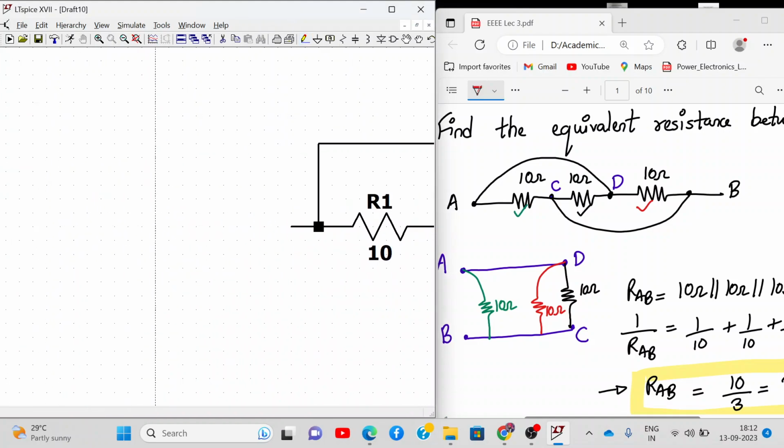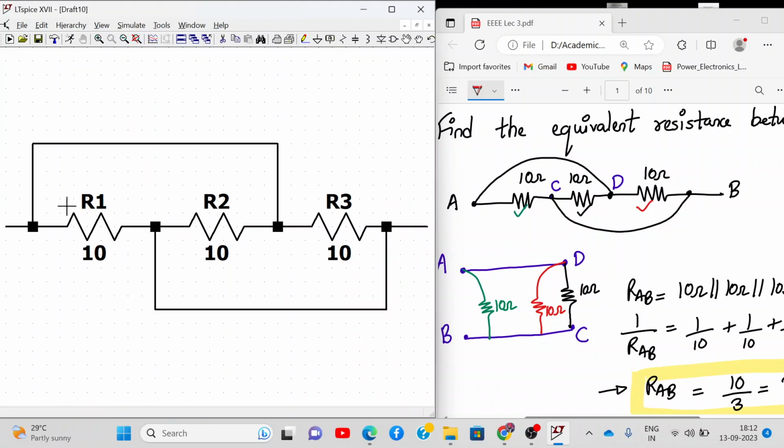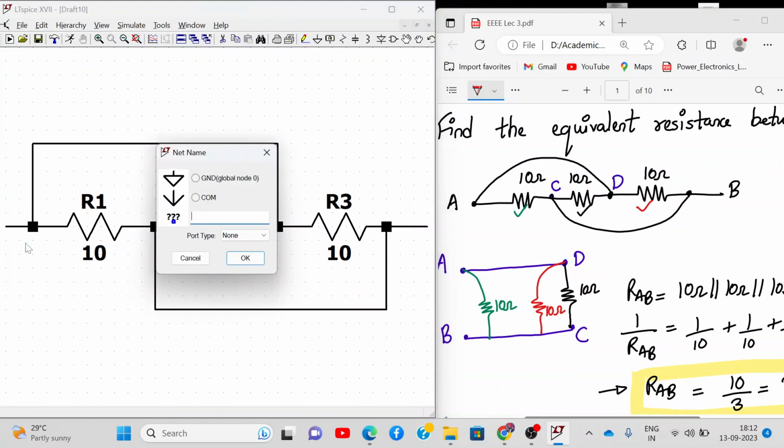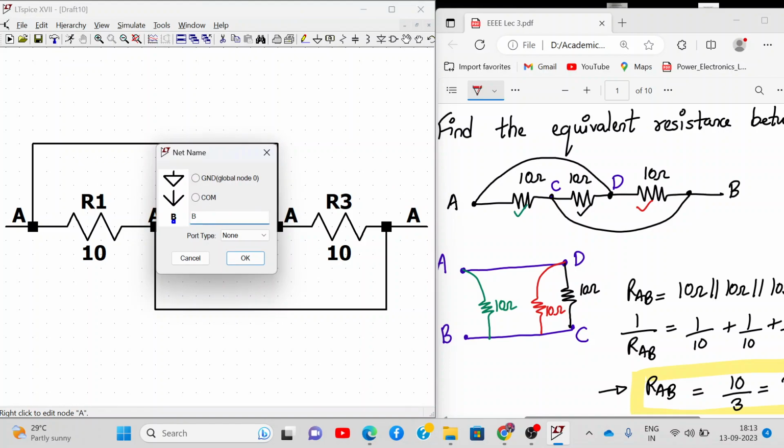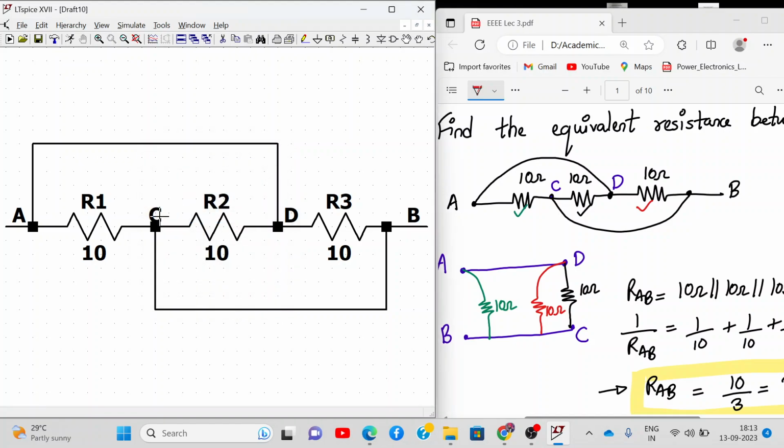Alright, and we'll also mark the nodes. So this is my node A. I'll right click on the wire and click on label net, and I call it A. This is A, this is C, D, and this is B. So let me call this as B, let me call this as D, and this as C. Actually, C and B are the same points, so no need to call them as follows. And A and D are the same point actually.